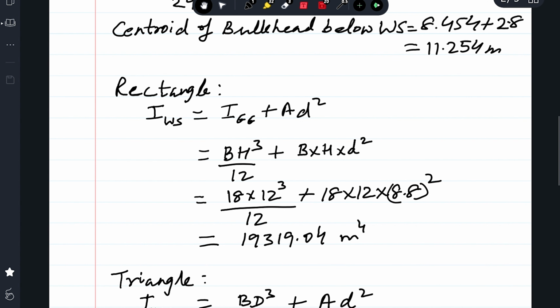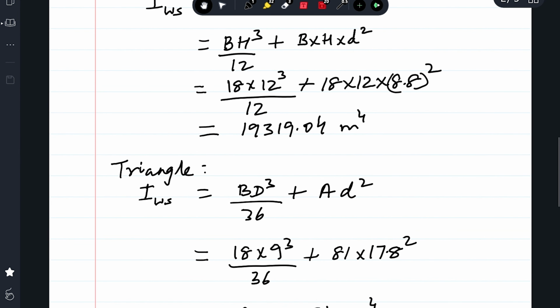Similarly, we find the moment of inertia of the triangular portion about the water surface. So what's the moment of inertia of a triangle about the axis passing through its centroid? That's BD cube upon 36. B is the breadth of the base of the triangle, and D is the depth of the triangle. BD cube upon 36 plus A, the area of the triangle, and D, the distance of its centroid from the water surface.